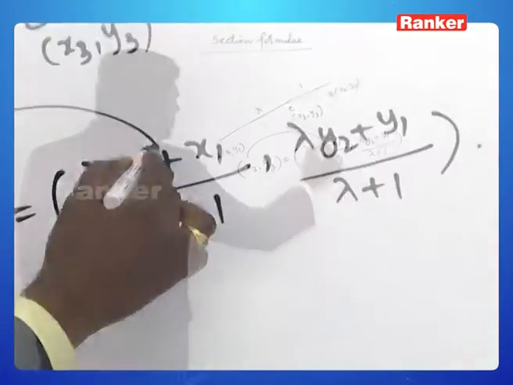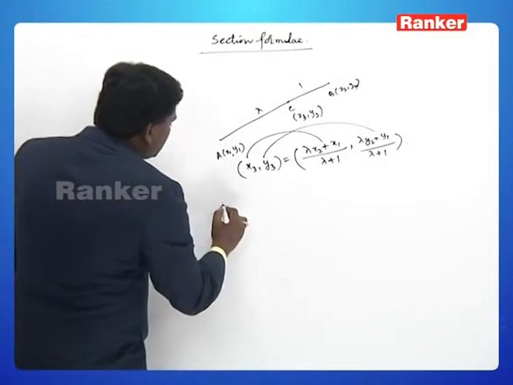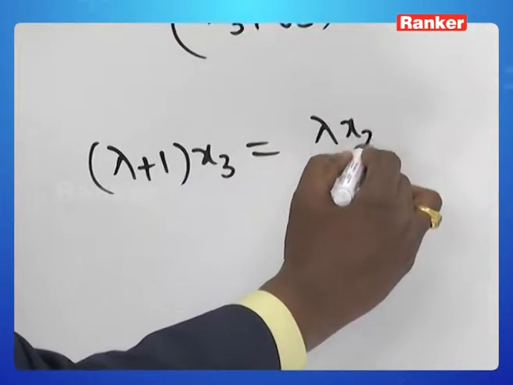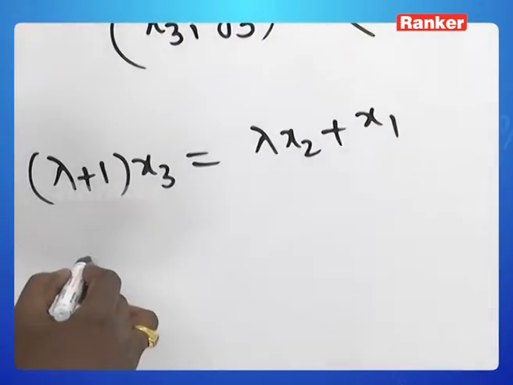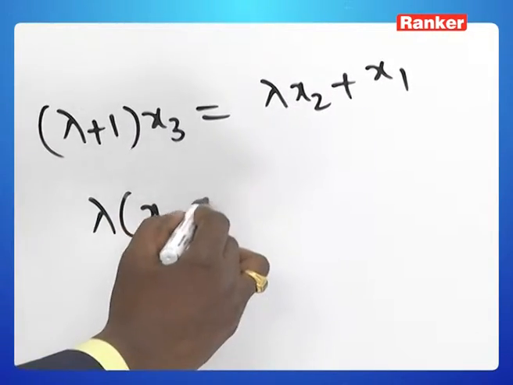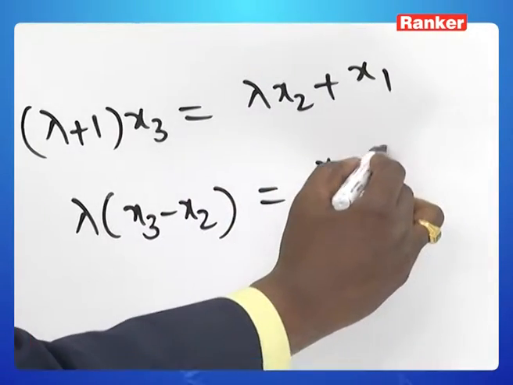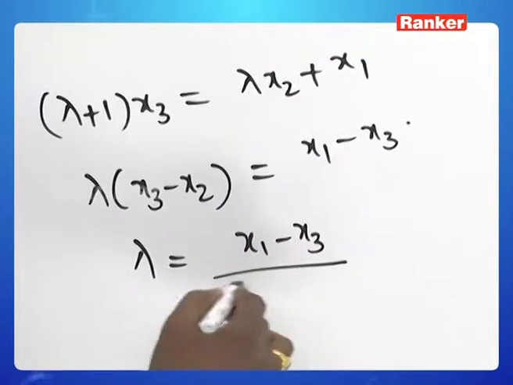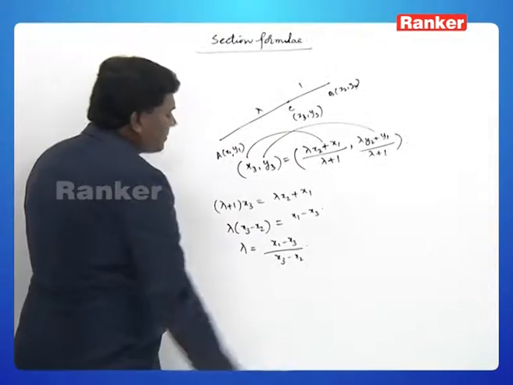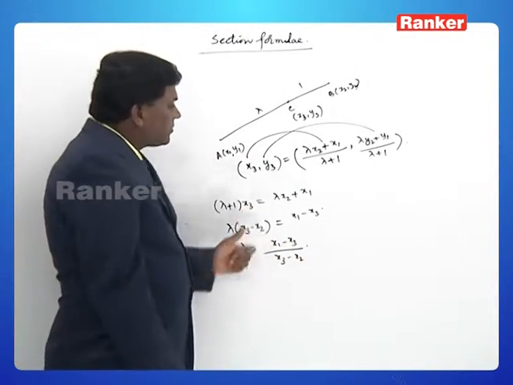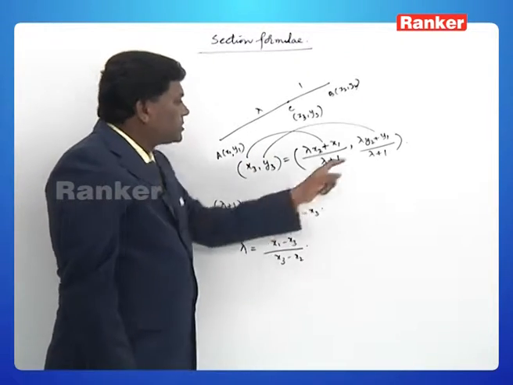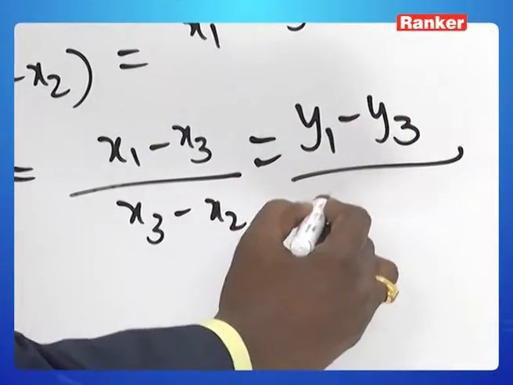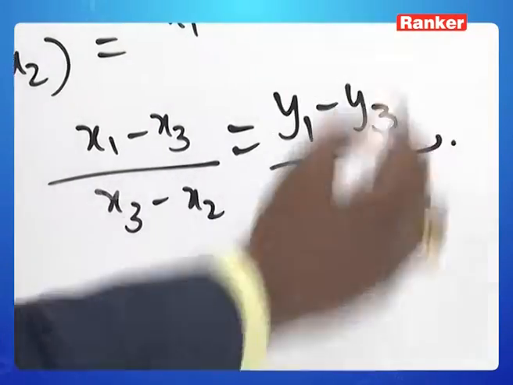Now on comparing the corresponding coordinates, (lambda plus 1) x3 equals lambda x2 plus x1. So lambda x3 minus lambda x2 equals x1 minus x3. Then lambda will be x1 minus x3 by x3 minus x2. In a similar way, we can find the lambda value by using the y coordinates also. This is also equal to y1 minus y3 by y3 minus y2, which we can also prove.